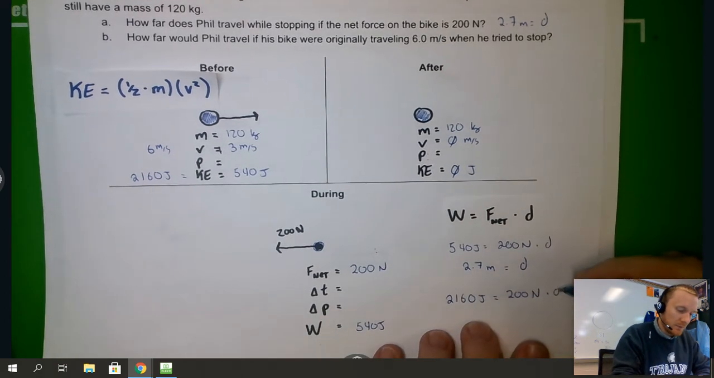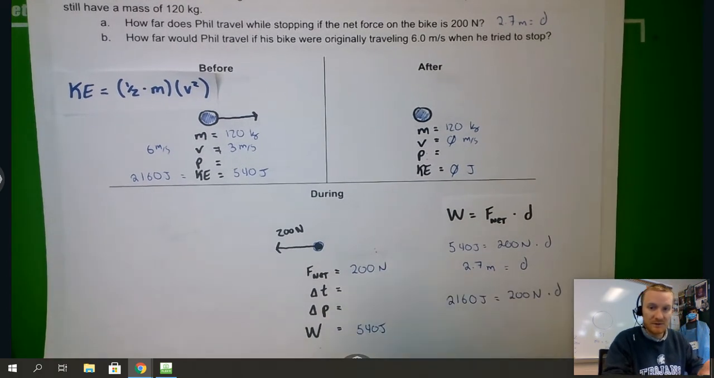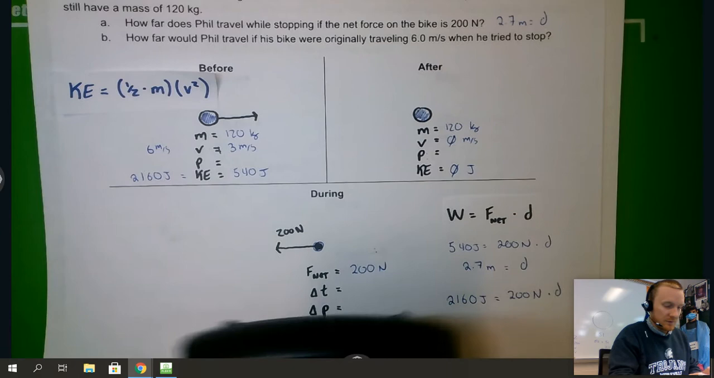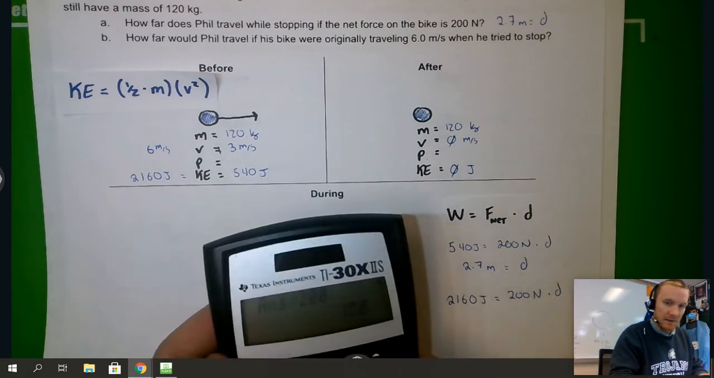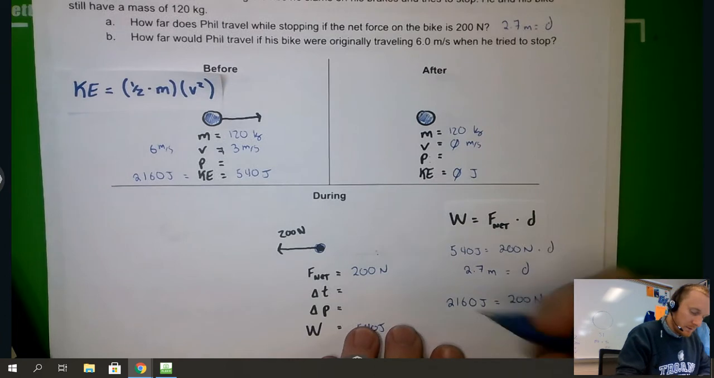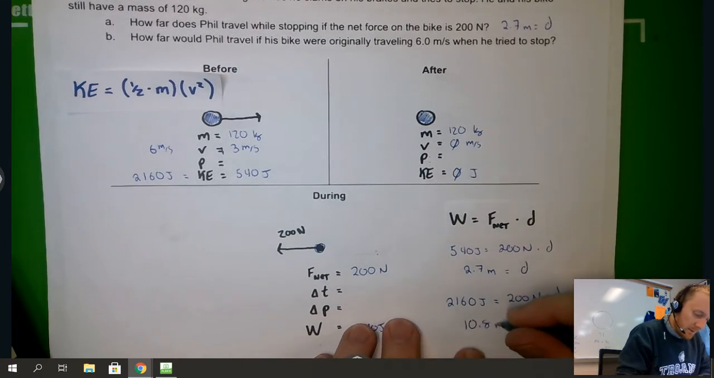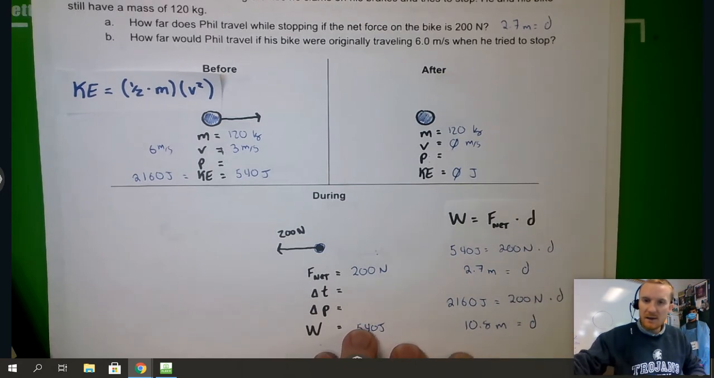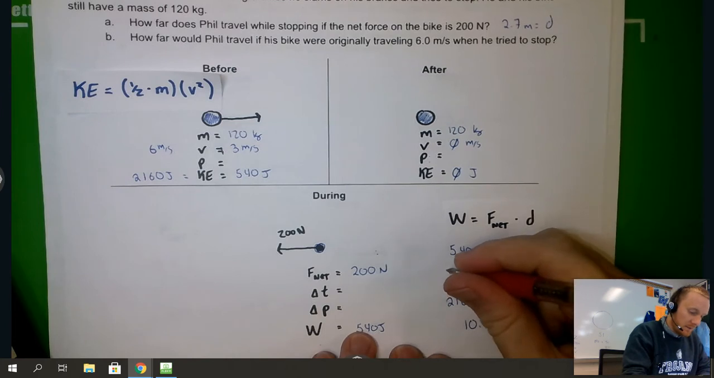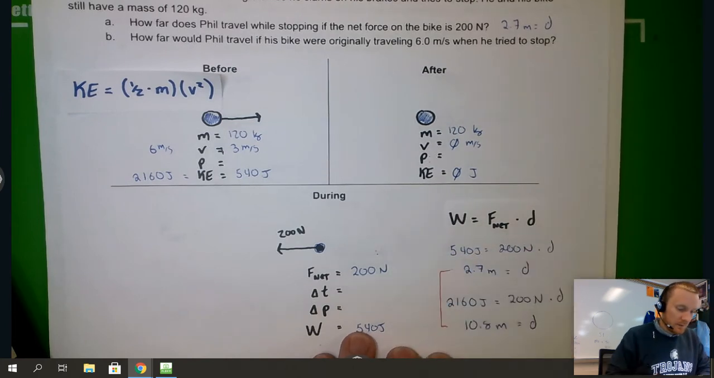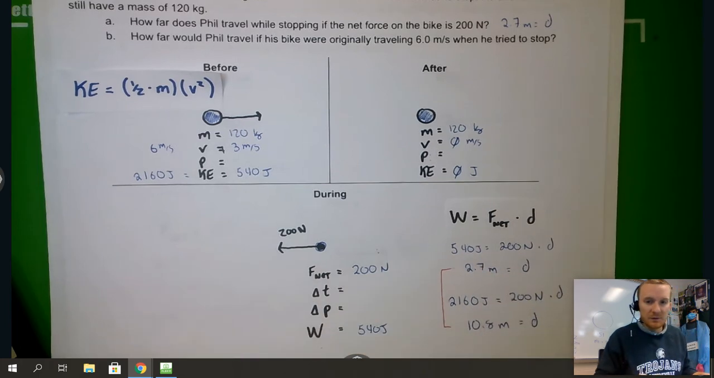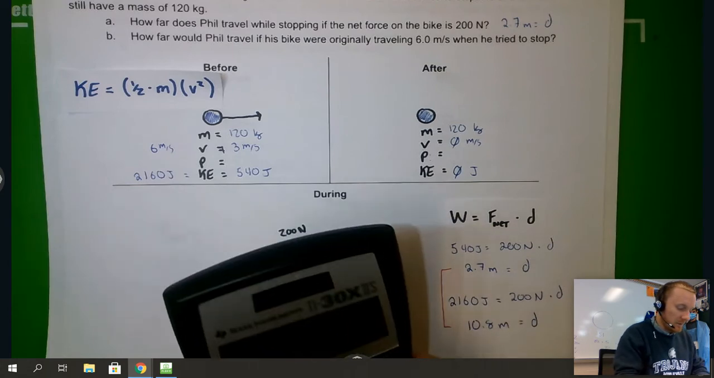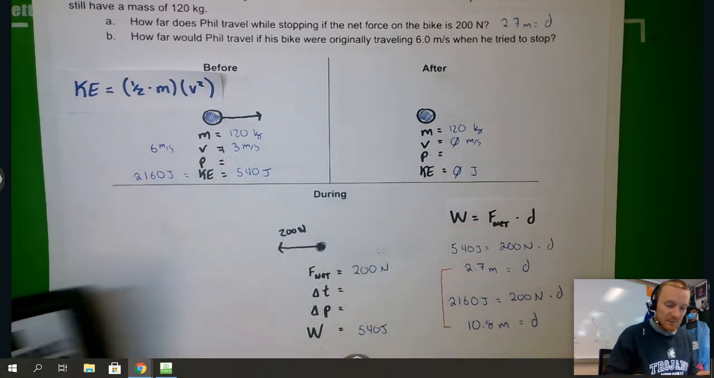So what that ends up doing to our distance is that it actually quadruples the amount of distance that we're going to need. 2,160 divided by 200 equals 10.8. So 10.8 meters is needed for that stopping distance. And if we're looking at the difference between these two values, you'll notice that 10.8 is going to be 4 times larger than 2.7. 2.7 times 4 gives us 10.8.